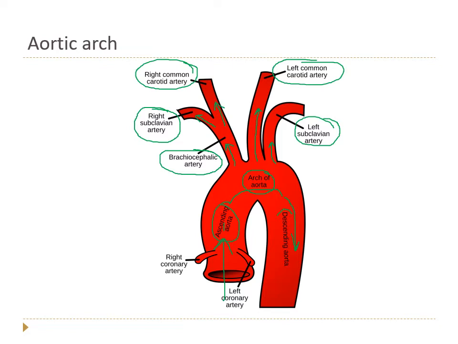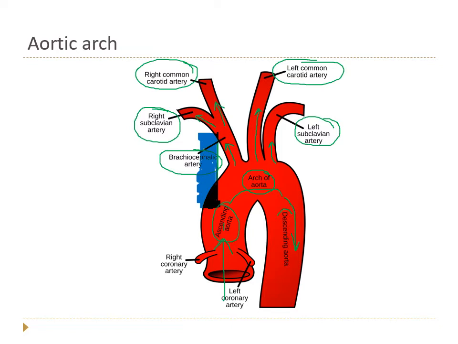Let me just give you an idea here. There's a really big vein right here, and that's called the superior vena cava. And so there's just not a lot of room over here on the right side, so that's why we needed the brachiocephalic artery or brachiocephalic trunk to get us out of the traffic jam before it actually splits into two other arteries.